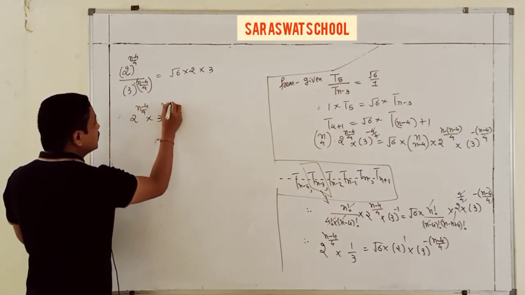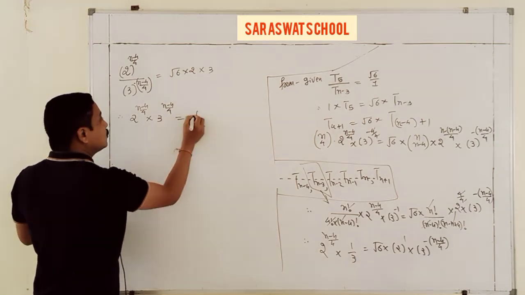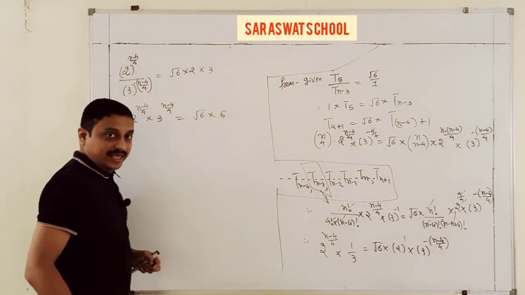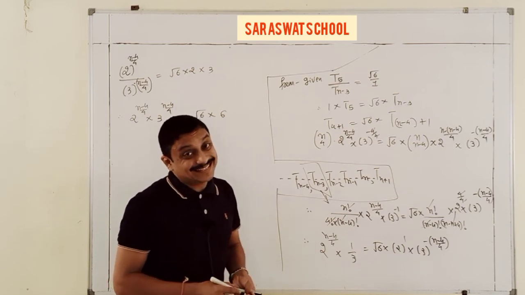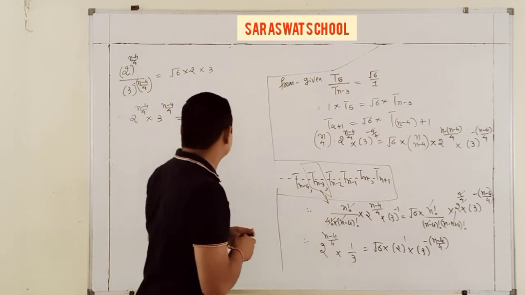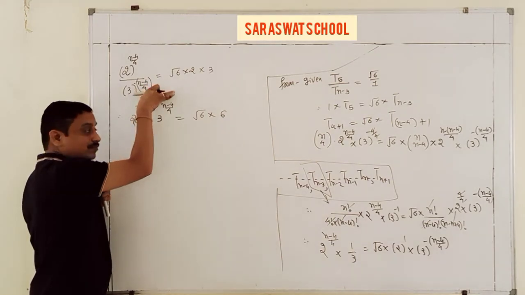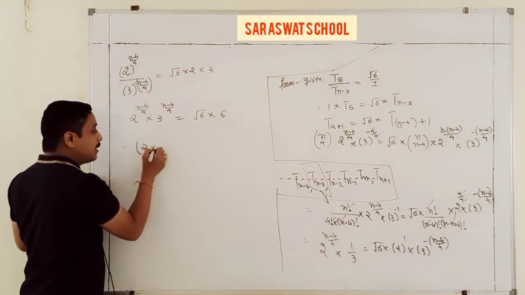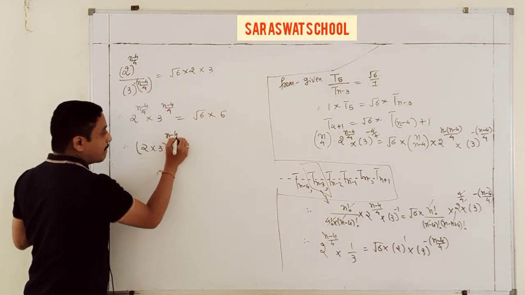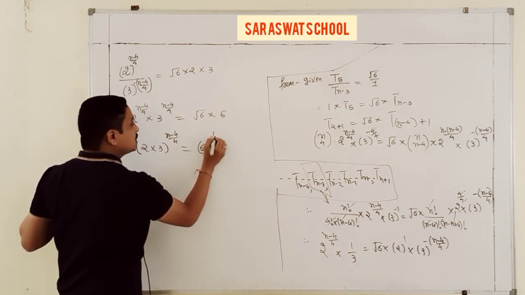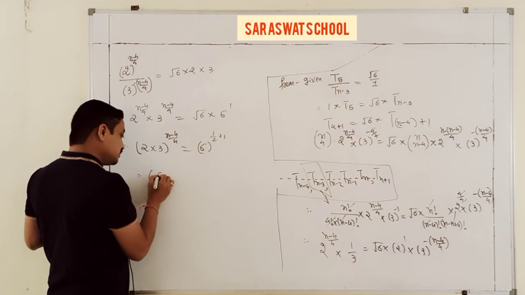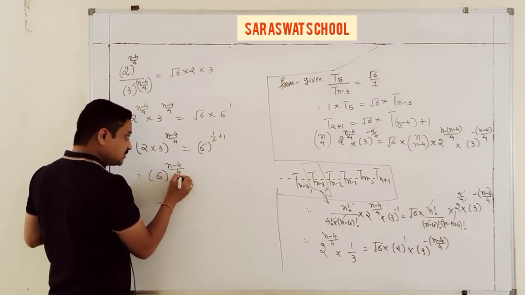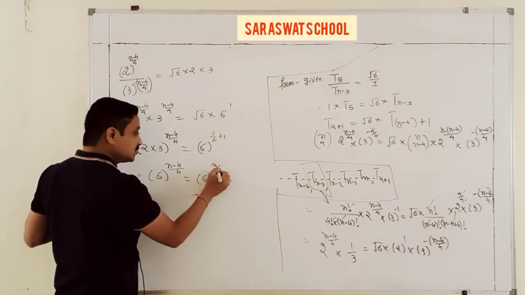Into 3 raised to (n minus 4)/4 and here root 6 into 6. Actually this full term I write downwards, so minus as it is. And now take the upside. Here the power is the same, the base you combine. It is 6 raised to half plus 1, because here 1 and that is half root. So 6 raised to (n minus 4)/4, 6 raised to 3/2.